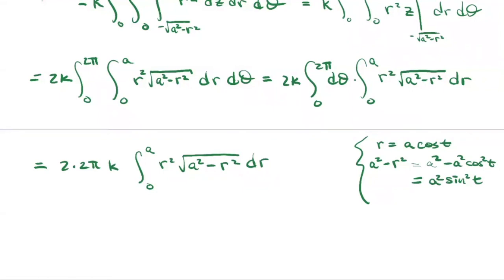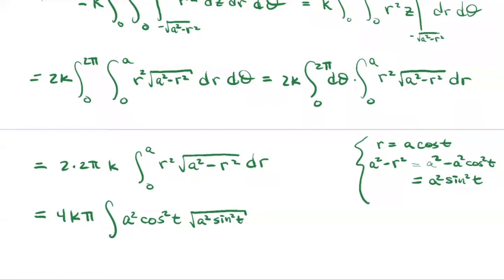Okay. And so let's see how this plays out. I think we've got a 4k pi and an integral. I'll worry about the limits in a second. r squared is going to be a squared cos squared t, like that. And I'm using a t to stand for theta. And then the square root of a squared minus r squared is the square root of a squared sine squared t.